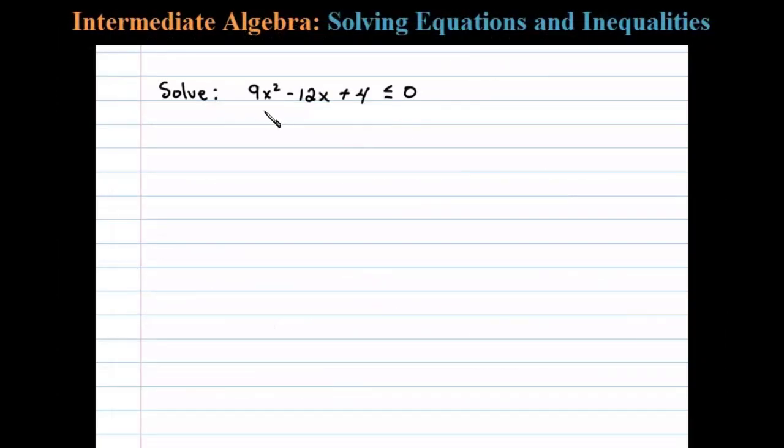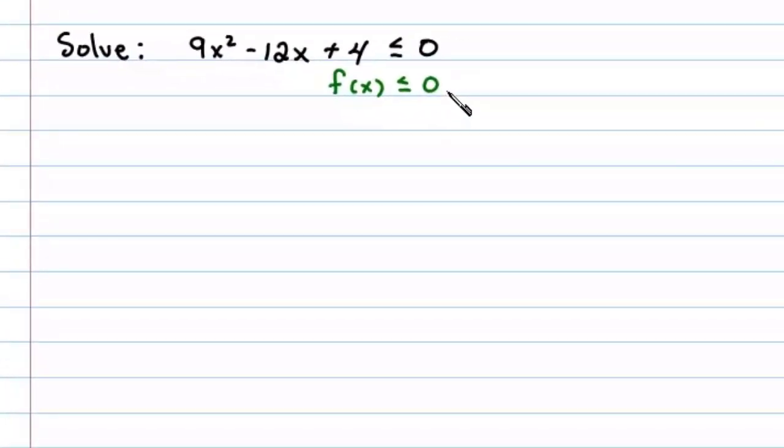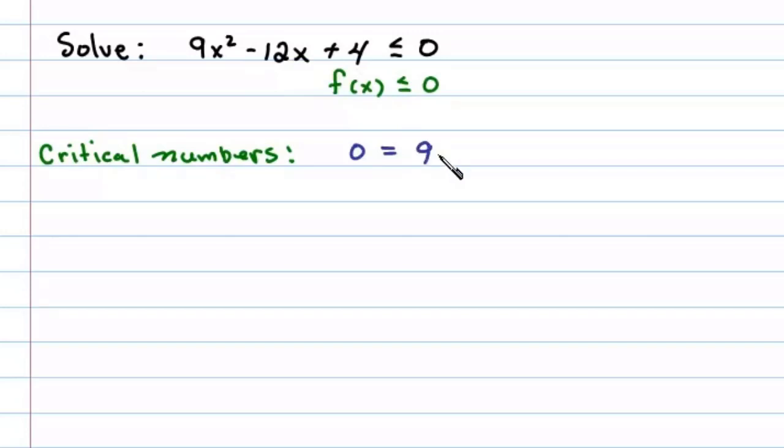Here we're asked to solve a quadratic inequality. In other words, we're asked to find for what x values will this function be less than 0 or negative. We'll solve this using a sign chart. And so the first step is to find the critical numbers. The critical numbers are simply the roots. So we'll set this quadratic equal to 0 and then solve.